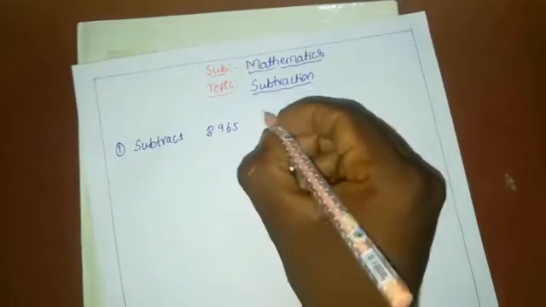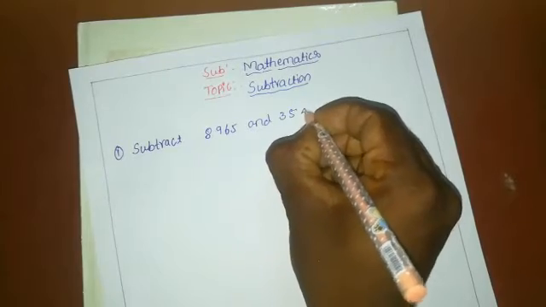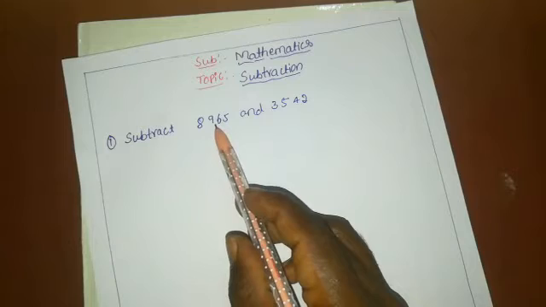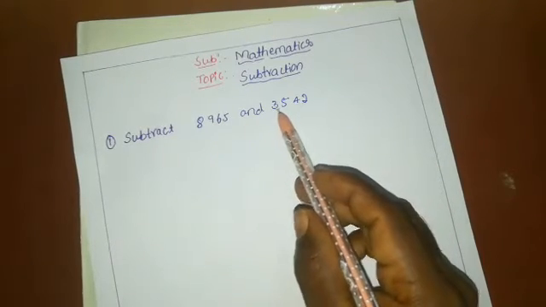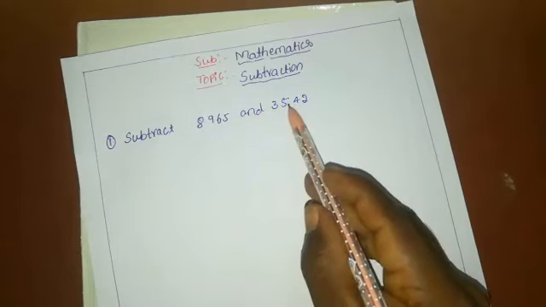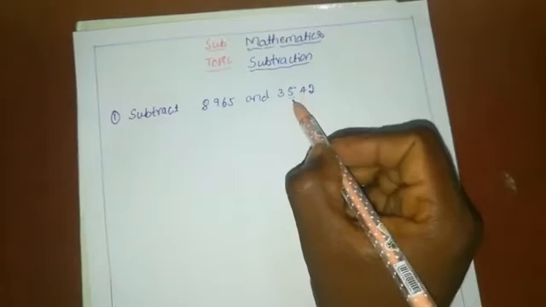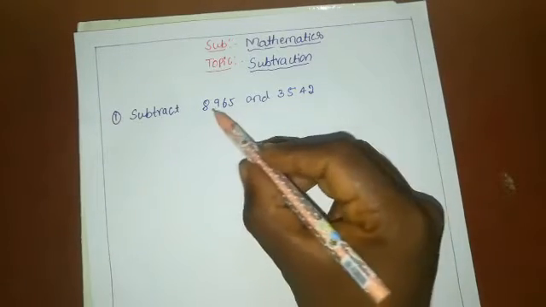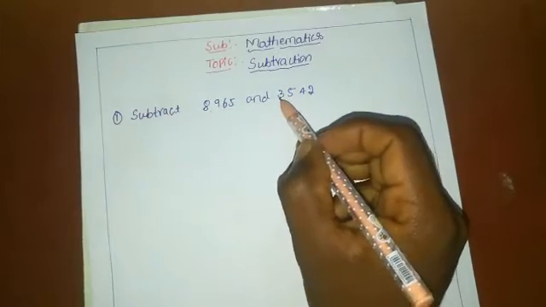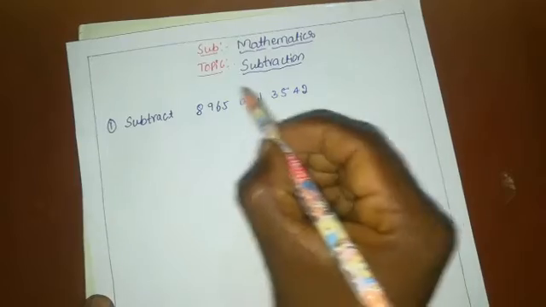For example, subtract 8965 and 3542. Now we have to subtract 3542 from 8965, which means we have to find the difference between them. At first we have to identify the greater number and the smaller number. Here 8000, here 3000. 8000 is greater than 3000, so this is the greater number, and we have to subtract the smaller from it.